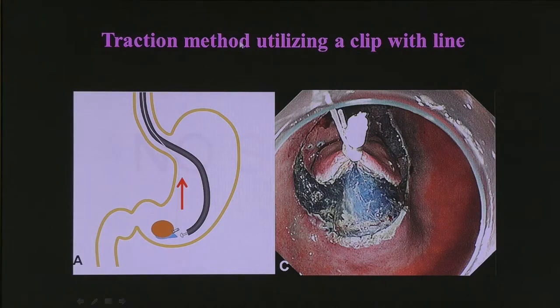It is called the traction method utilizing a clip with line. Clip with line.